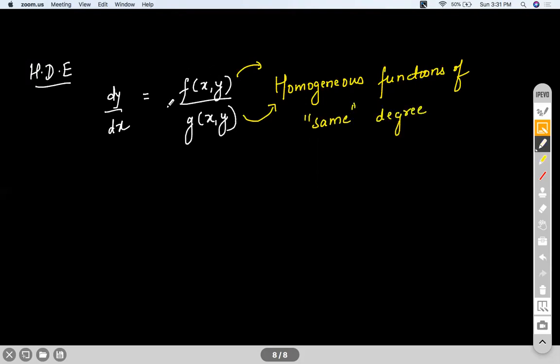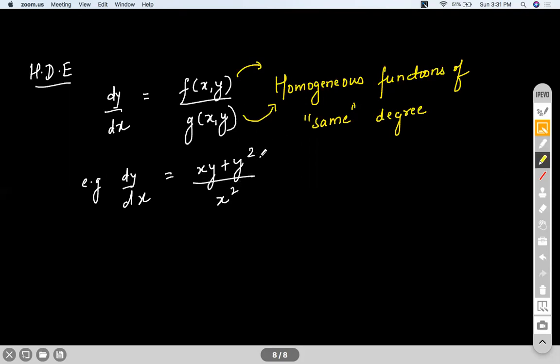That means overall this is a homogeneous function itself of degree 0. That means whatever degree is on top, the same degree is on the bottom. Okay, a typical example could be something like this: dy by dx is equal to xy plus y square divided by x square.